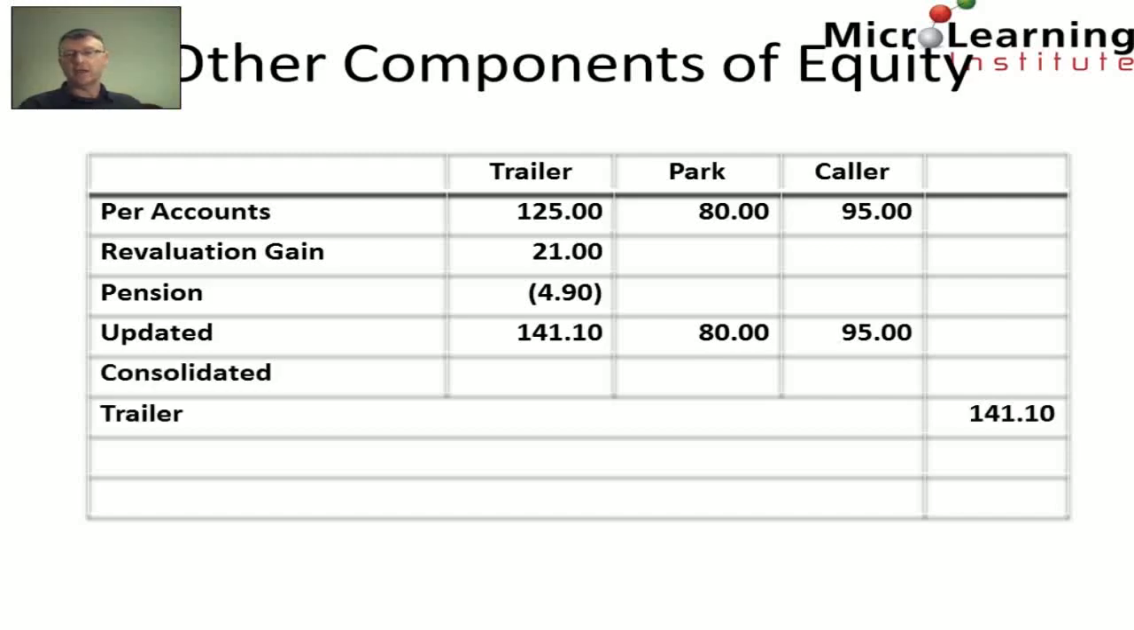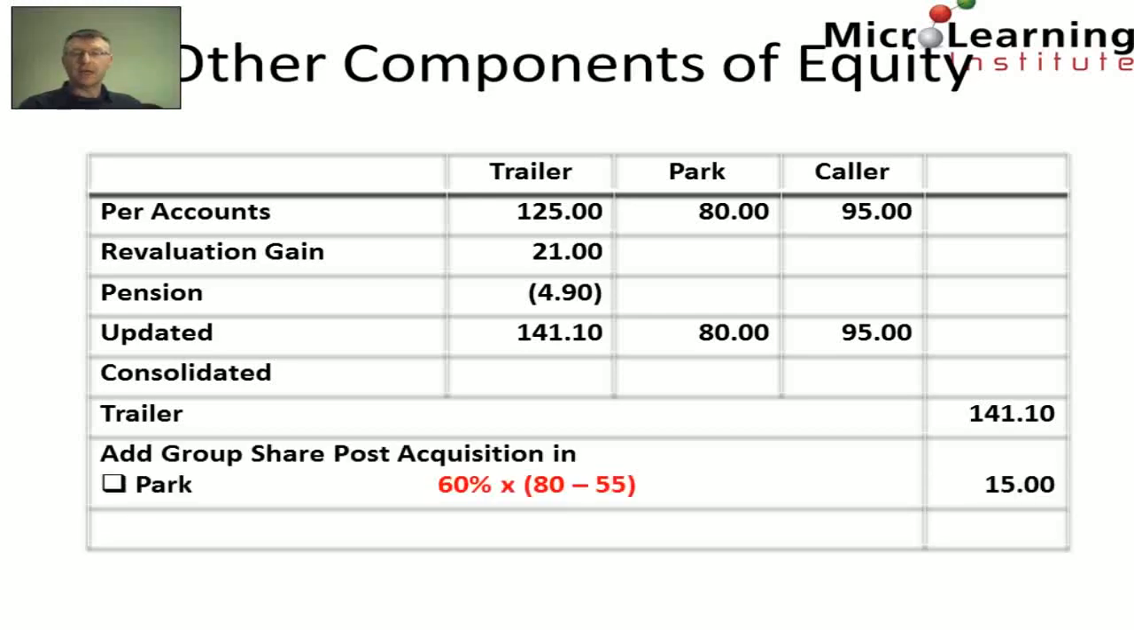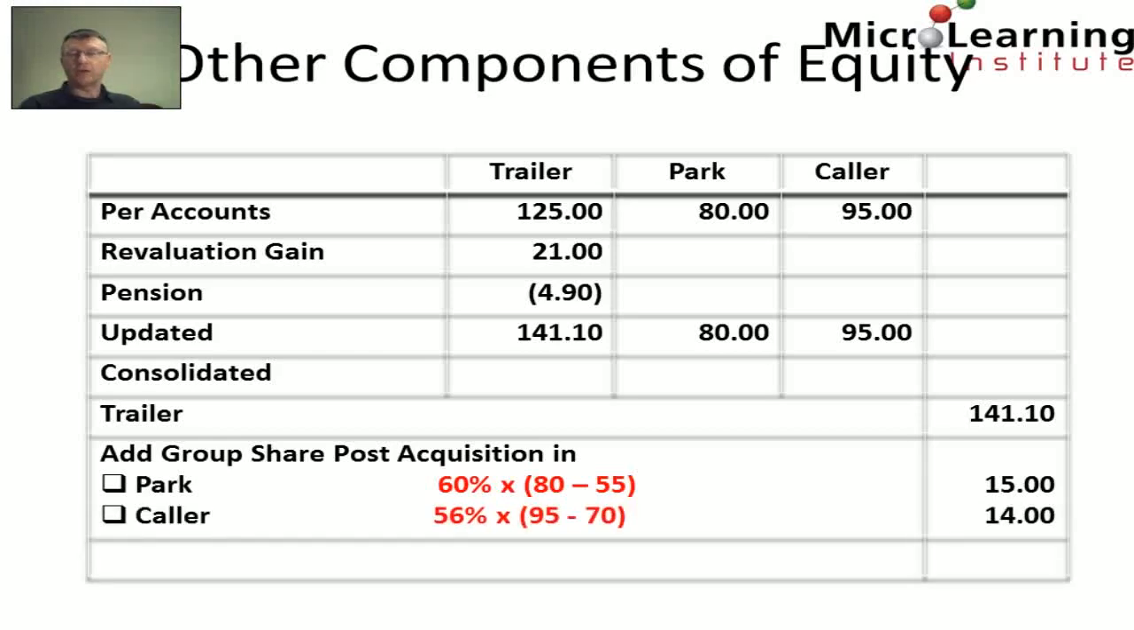So we consolidate Trailer in its entirety at 141.1, and of course the group share post-acquisition in Park, and again there we have the updated figure in Park of 88, and if we look at the acquisition of Park, the other components of equity was 55, so the group share of that movement is 15, and similarly with Calle, group share is 56%, updated components of equity is 95, and if we look at the acquisition other components of equity, it was 70, giving us a share of 14. So consequently, the consolidated statement of financial position, other components of equity, is $170.1 million.